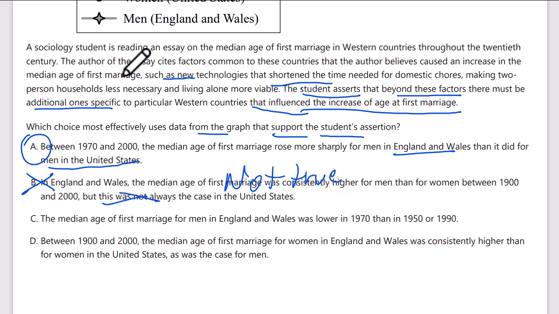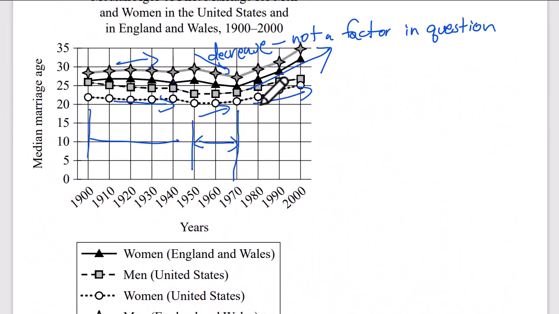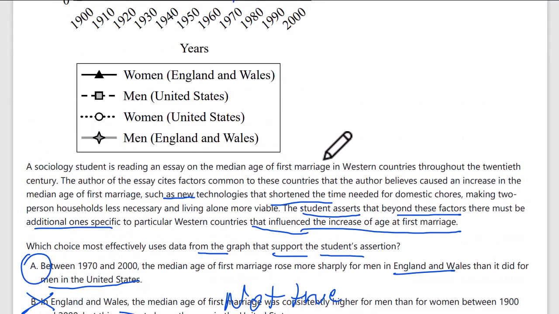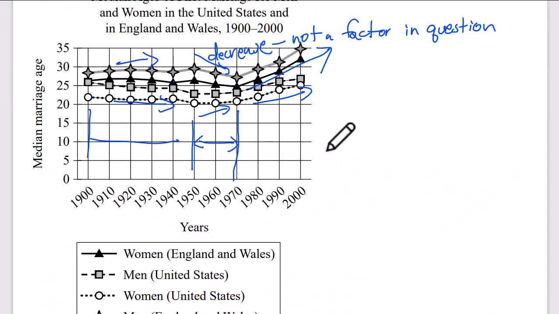C, the median age of first marriage for men in England and Wales was lower in 1970 than in 1950 or 1990. So this could be a tricky answer because if you realize that we're looking for some kind of difference between two of the things being measured here on the chart, the biggest difference you might see is right on this 1950 to 1970. One's going down, one's literally going up. The only place that's happening, noticeably so. So you might think, oh, that's the area where I need my answer.